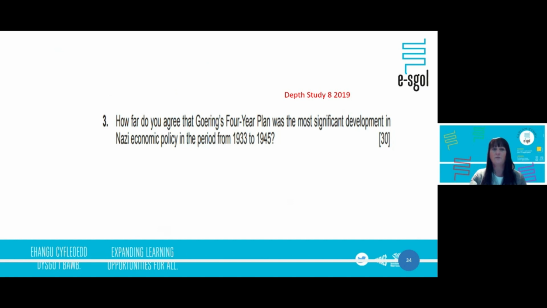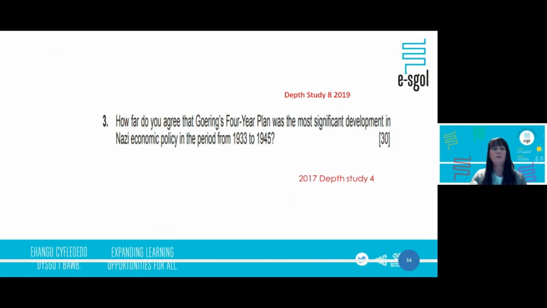So you've got how far do you agree? Okay, you've got your issue that you've got to zoom in on, Goering's four-year plan. Was it the most significant? You need a judgment on that in Nazi economic policy between those timeframes.